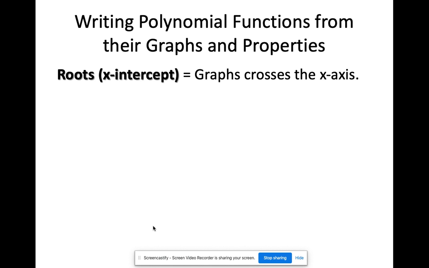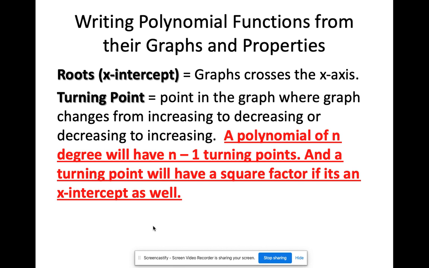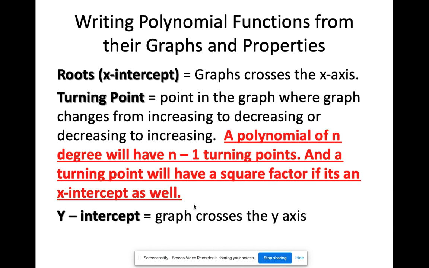Okay. Now, next one is a turning point. So it's a point in the graph where the graph changes from increasing to decreasing or decreasing to increasing, okay? So a polynomial of degree n will have at most n minus 1 turning points, and a turning point will have a square factor if it's an x-intercept as well. You can understand this later when we go to a specific example. Okay, and the last one is the x-intercept we just described earlier on, okay?